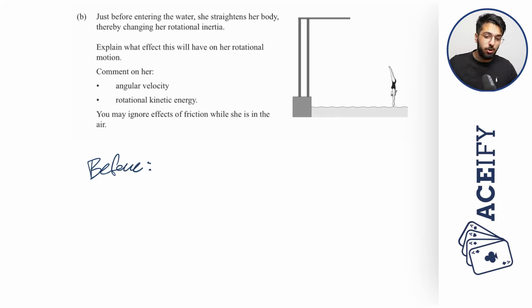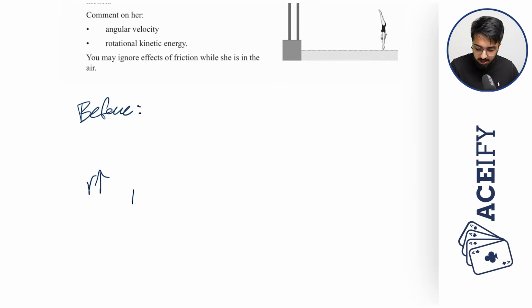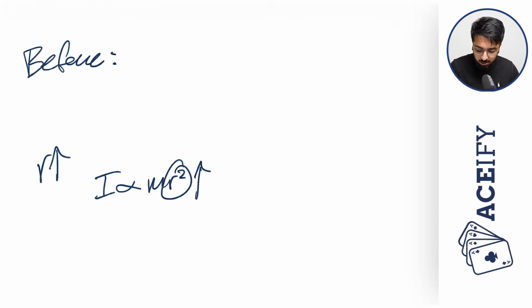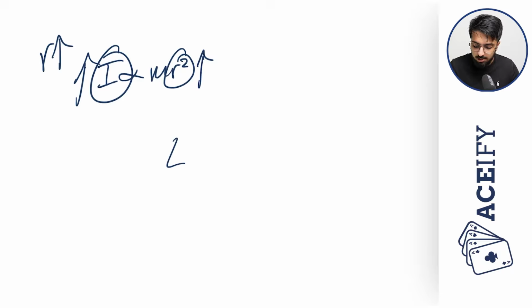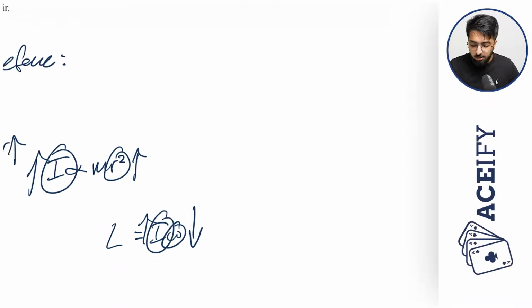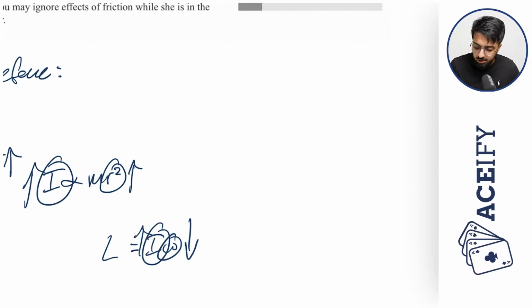When she stretches out her body, her effective radius will increase. And therefore, as I is directly proportional to mr squared, if her effective radius increases, then her rotational inertia is going to increase. As friction can be ignored, our angular momentum is conserved and therefore constant, and we know angular momentum is equal to I omega. As rotational inertia has increased, our angular velocity must decrease.